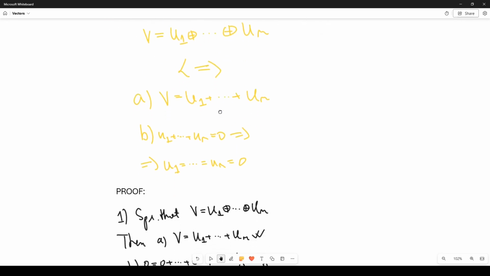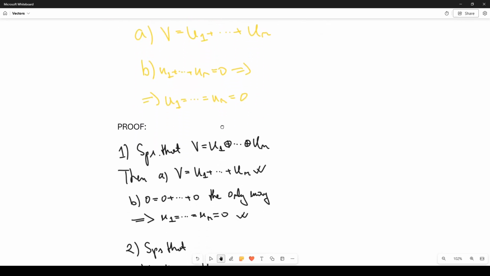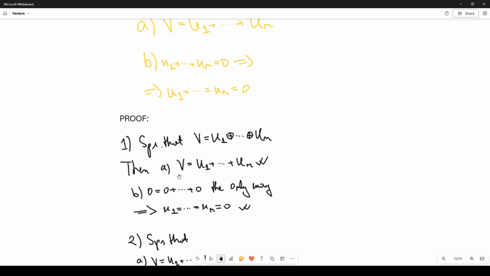So let's prove this. First implication, we suppose that our vector space V is a direct sum of our subspaces. Well, if our vector space is a direct sum of these subspaces, then it is also just a regular old sum of these subspaces. So A holds, let's check B.